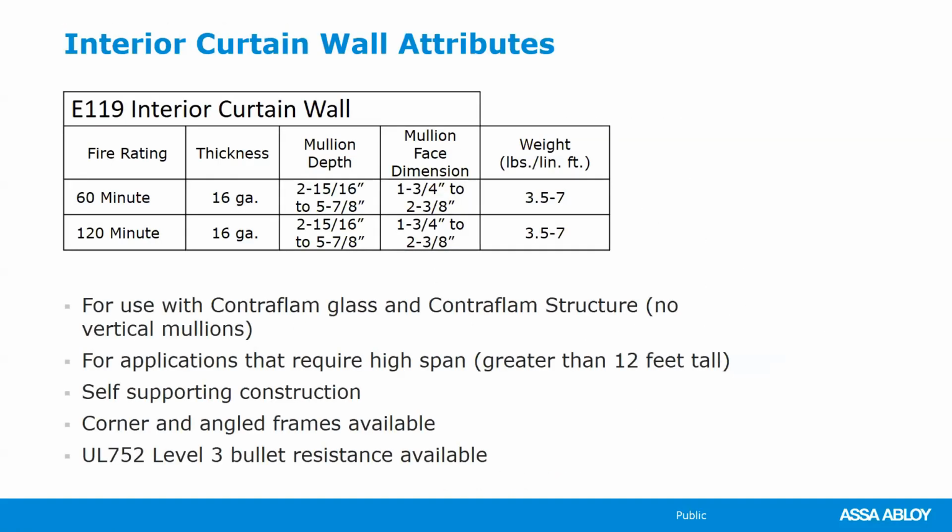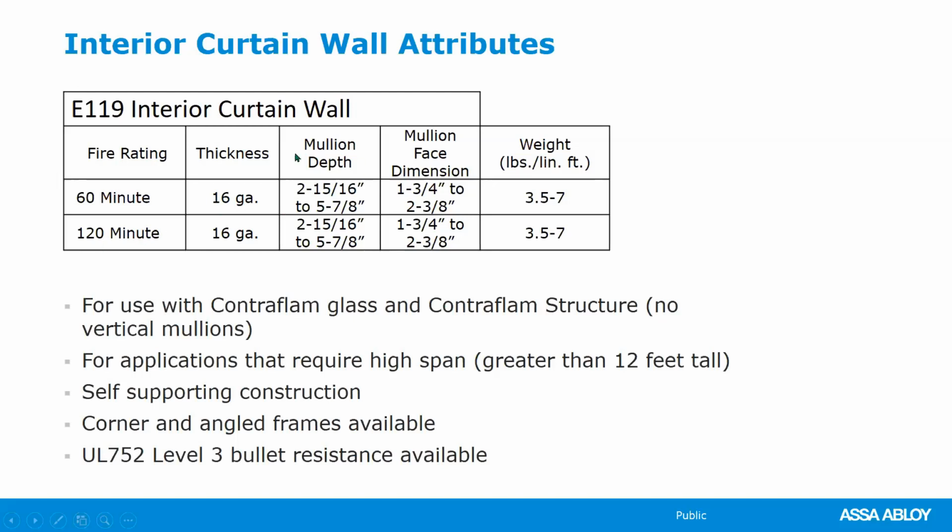Looking at interior curtain wall, most of the E119 framing that we just saw is intended only for assemblies that are about 12 feet in height. A curtain wall assembly can be used for much larger areas and much taller areas of glass.